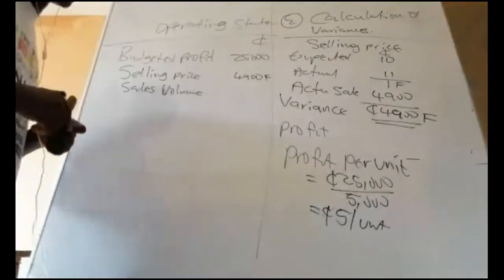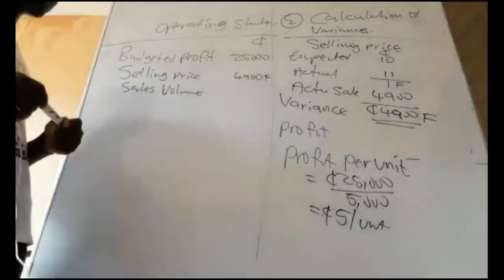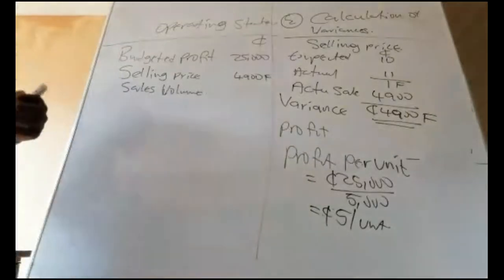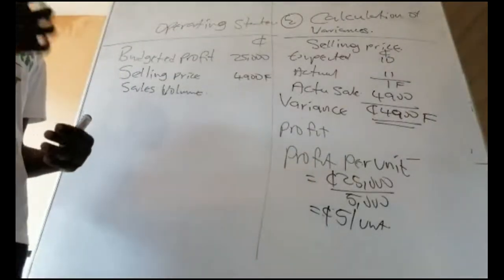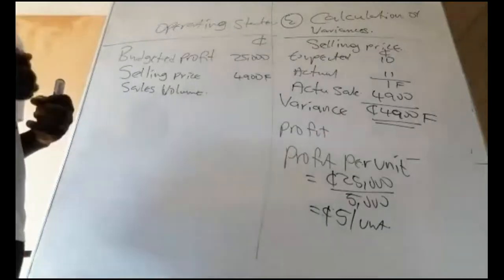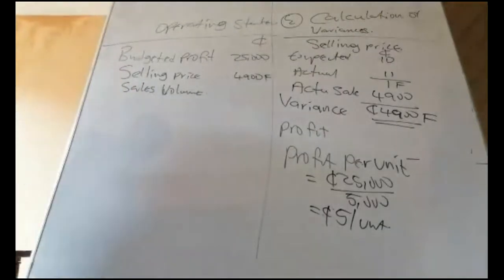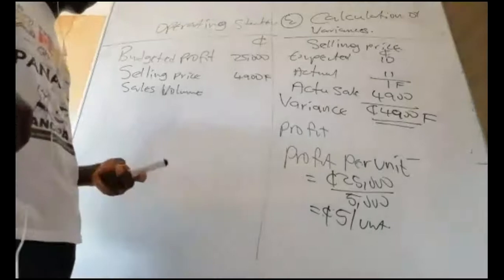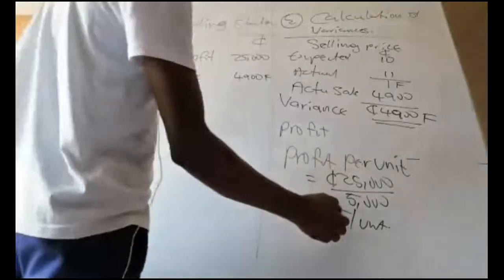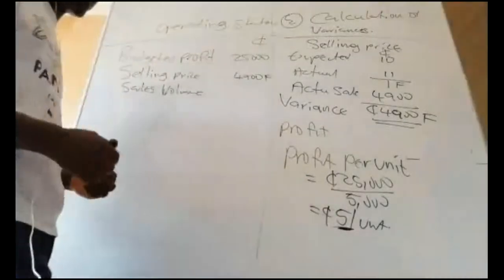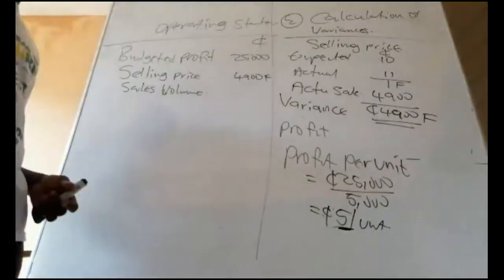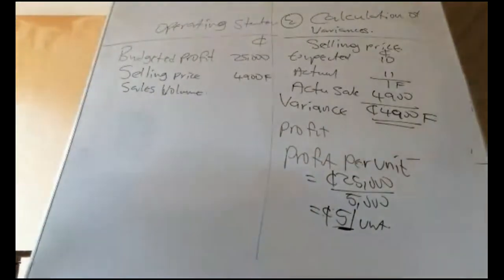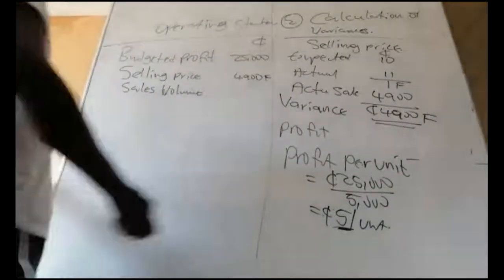Sales volume. Now sales volume is the difference between the budgeted sales and the actual sales. It's valued at the budgeted profit. And the budgeted profit per unit is the 5 Ghana cedis. So we are going to use that one. So I'll clean it and then we do that working there.